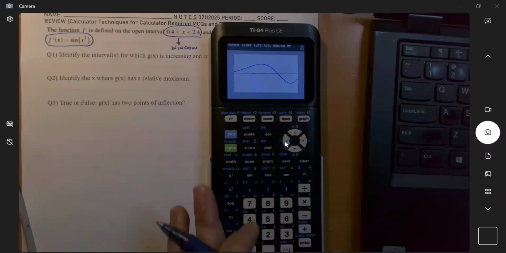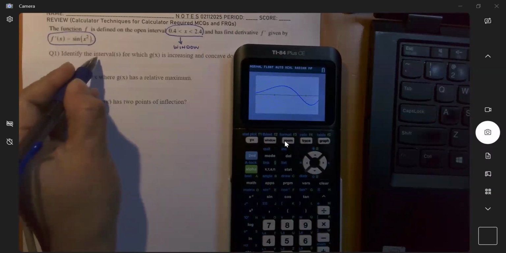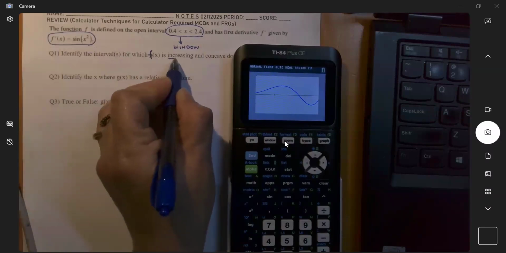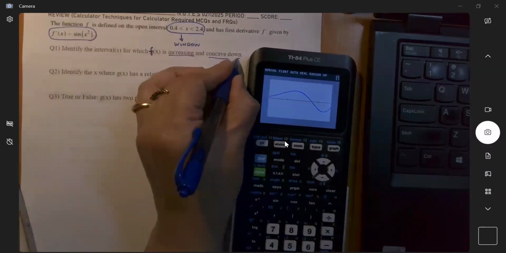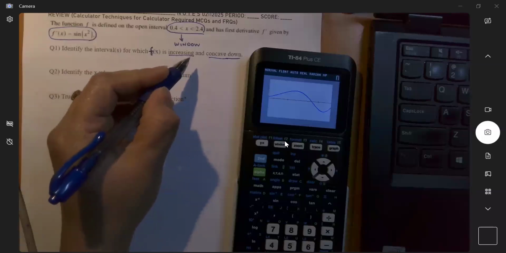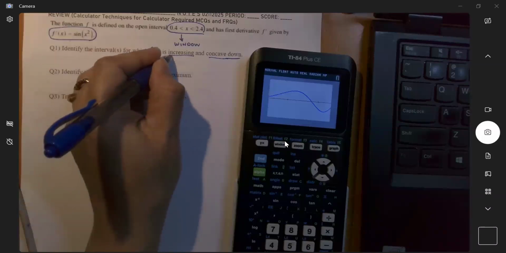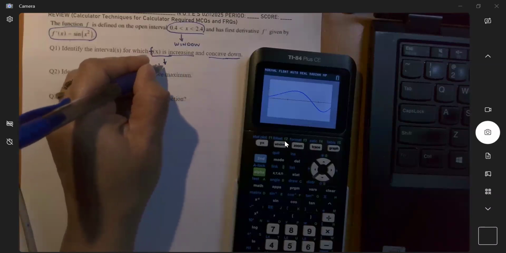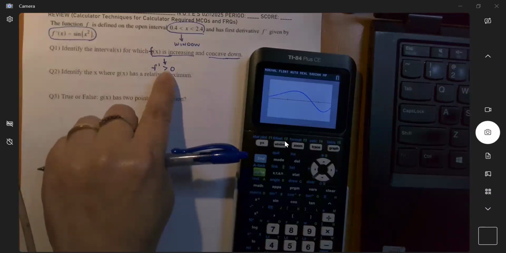So first question. I need to identify the intervals from where to where the graph of f, this is actually f, is increasing and concave down. So how do I know where the original function f is increasing and concave down when I'm given an f prime? When I'm given problems like this, I will annotate: f of x is increasing when f prime is positive. So I will look at the graph where it is above the x-axis.